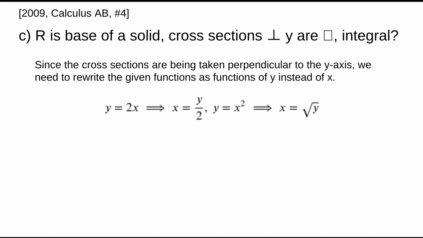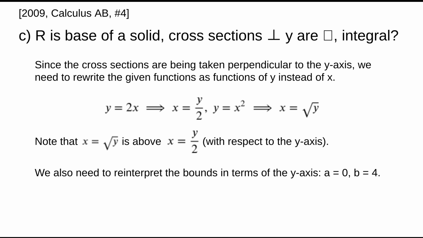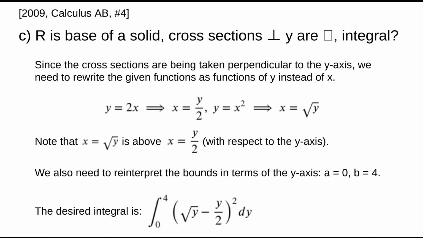So for my two functions, y equals 2x, if I solve that for x, I get x equals 1/2 of y. And if I take y equals x squared, I'm going to have x equals the square root of y. If you can picture what this graph will look like, based on the original graph, the square root of y function will be above the function y over 2. And then we also need to reinterpret our bounds of integration. Now we need to use the y-coordinates for the points of intersection. So my lower endpoint would be a equals 0. My upper endpoint would be b equals 4.